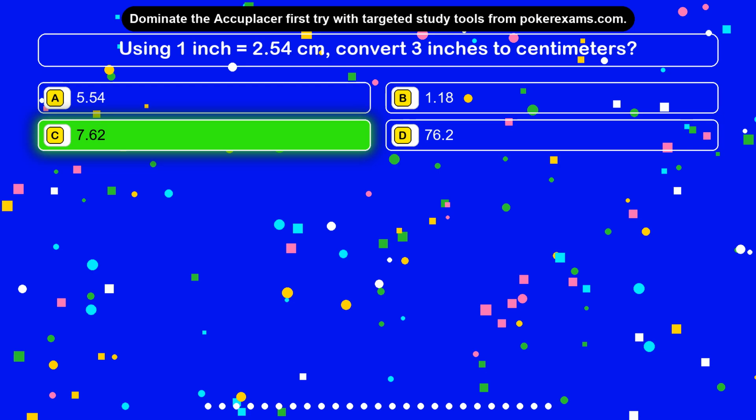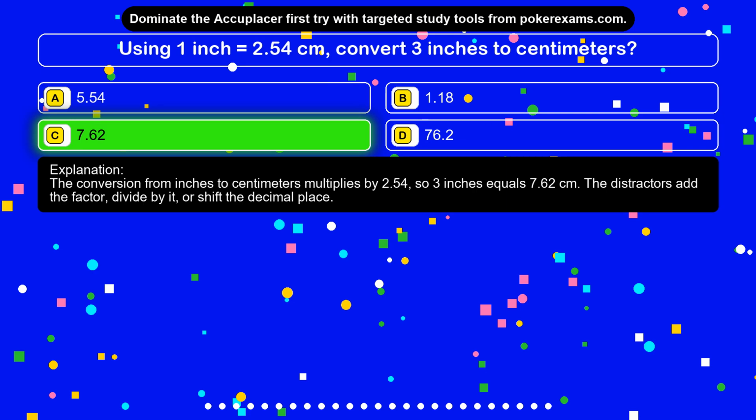The correct answer is option C, 7.62. The conversion from inches to centimeters multiplies by 2.54, so 3 inches equals 7.62 centimeters. The distractors add the factor, divide by it, or shift the decimal place.